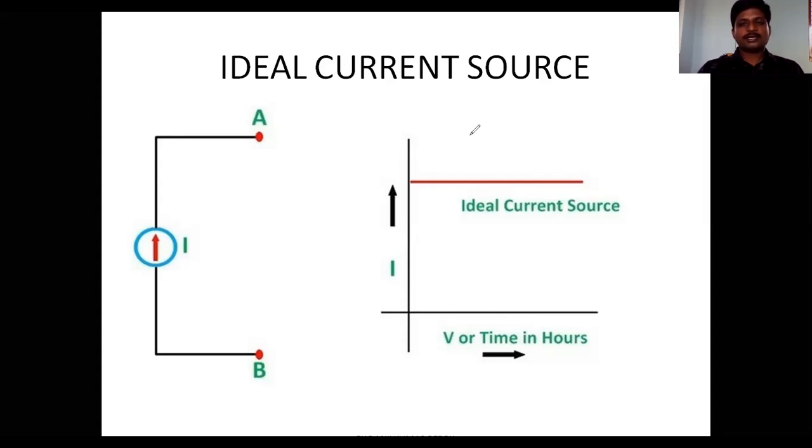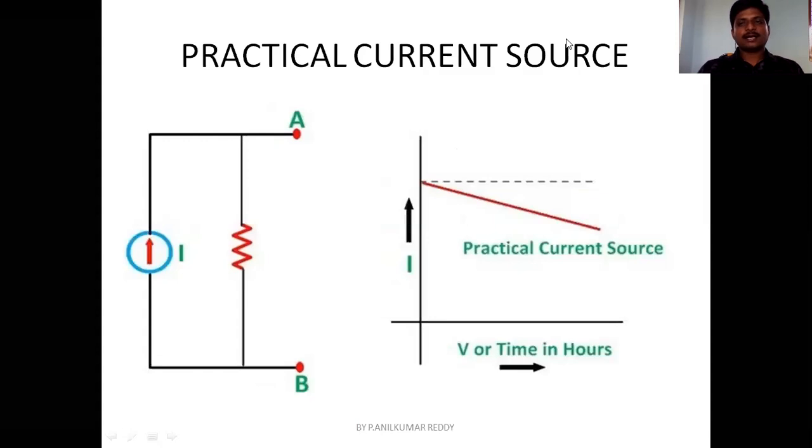As I told you already, there is no way that you can realize an ideal current source. Okay. Now we will be looking into practical current source. If you want to draw the practical current source, first you have to draw an ideal current source, but in parallel you have to connect a resistor, and that resistance is very high.